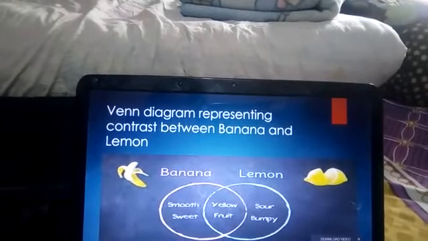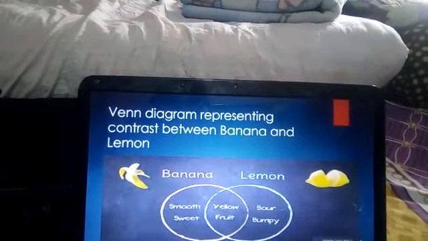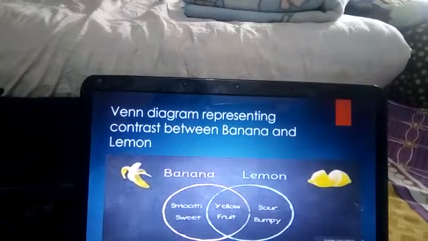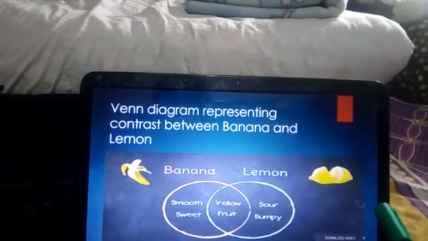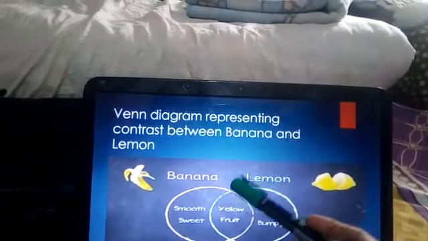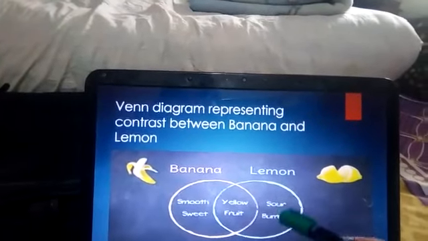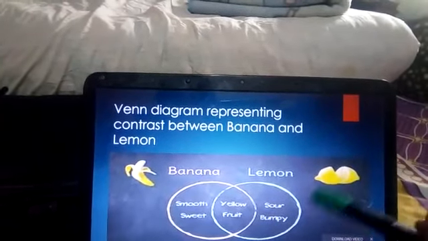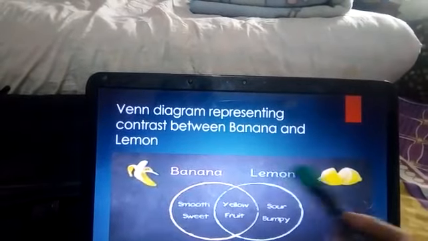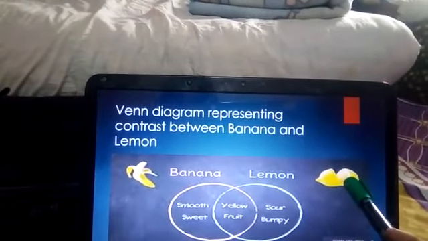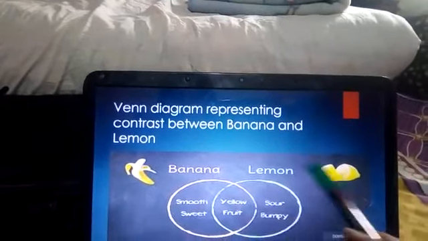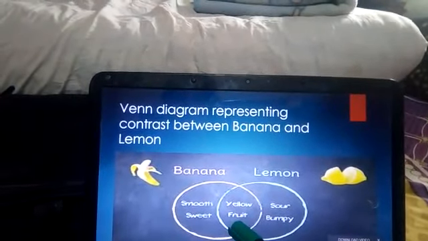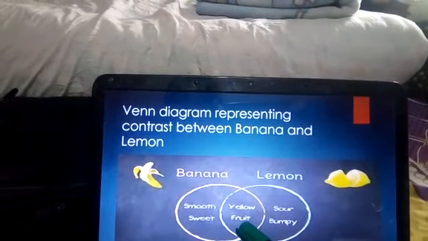This is another example of a Venn diagram representing overlapping sets, showing the contrast between banana and lemon. Here I have written some qualities of banana and some qualities of lemon. The first thing, they both are yellow in color, so it is common in both, so it will be written here in the center. They both are fruit, so it will also be written here in the center.